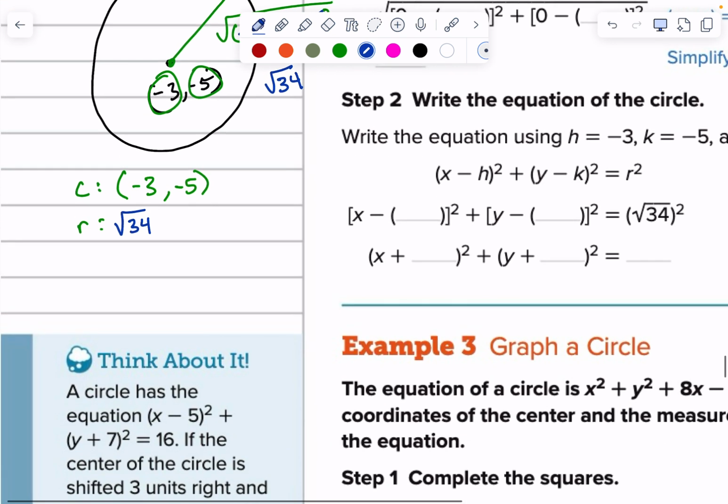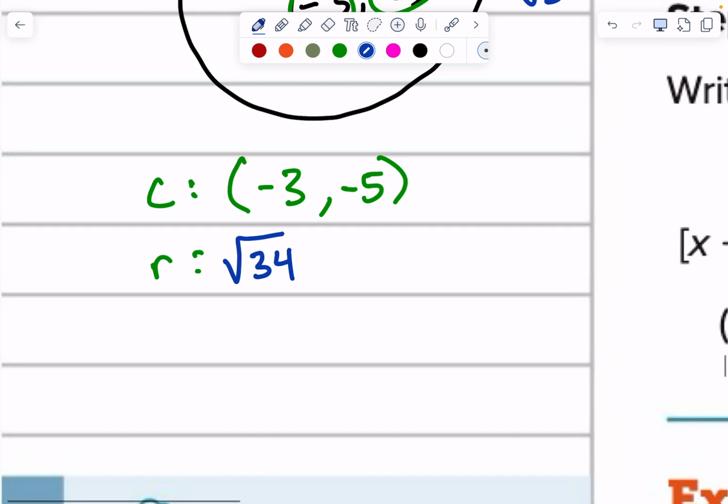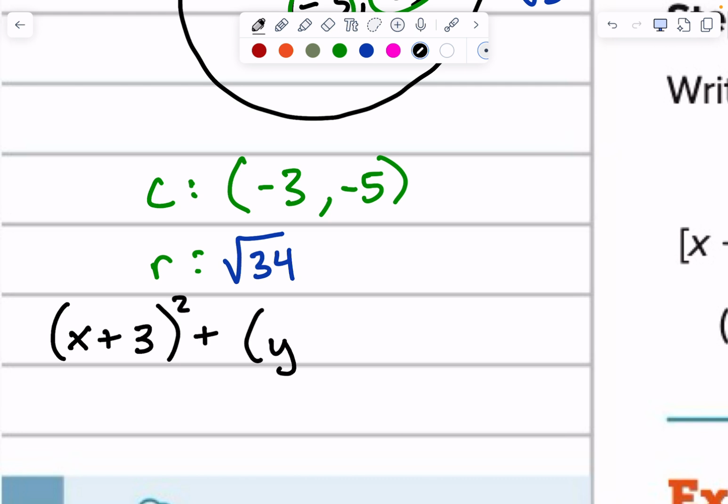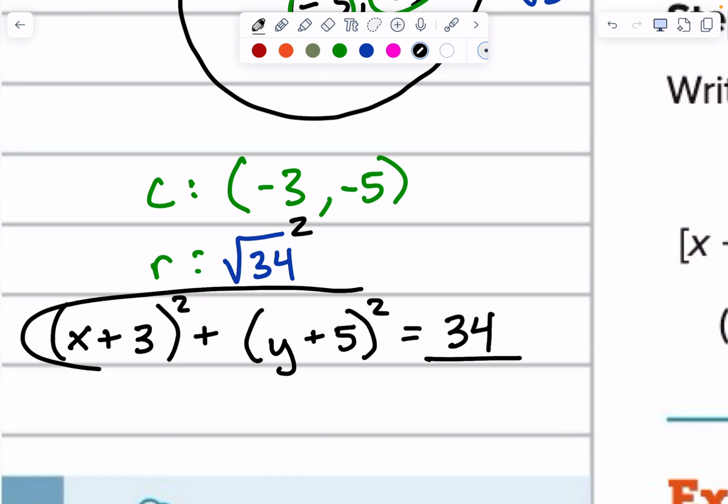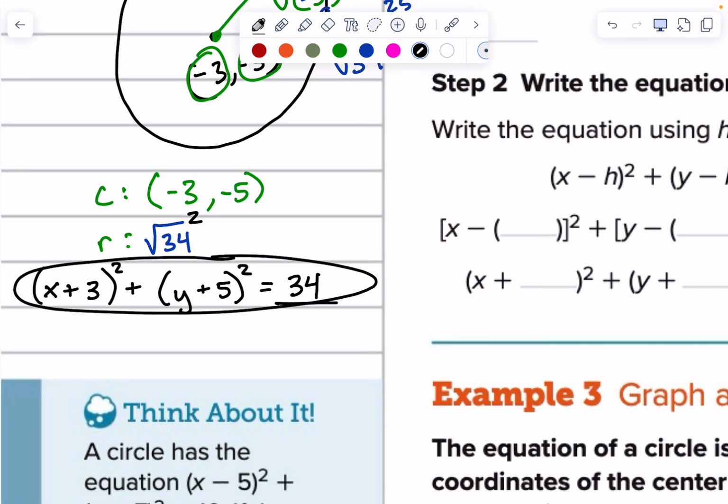Okay? So these are the two things that we need. Radius we're going to leave as the square root of 34. All right, I'm writing my equation. X minus a negative 3, so x plus 3 squared plus y plus 5 squared equals, if I take this radius and I square it, it will just be 34, right? So that is all. This is the equation of your circle. All right, they did not give you the radius. You just have to do a little baby step and find the radius. Got it? Good, good?